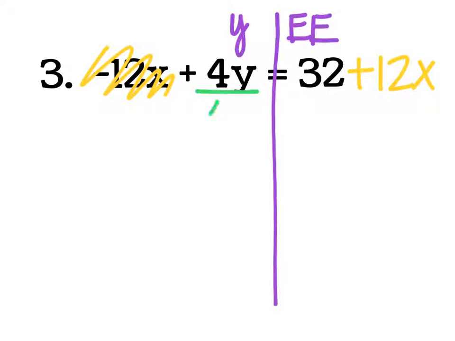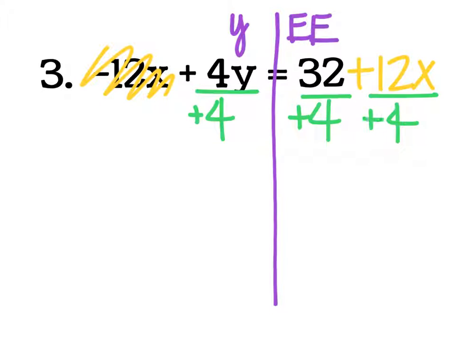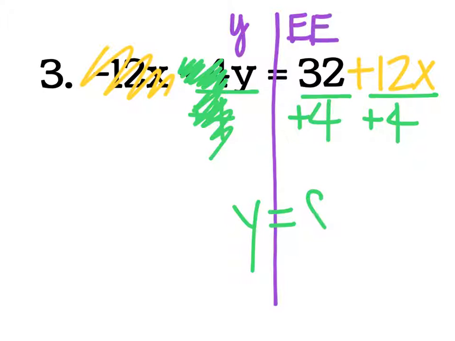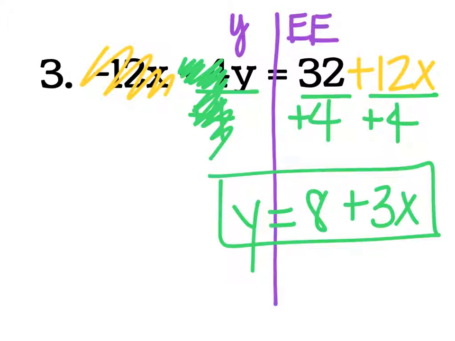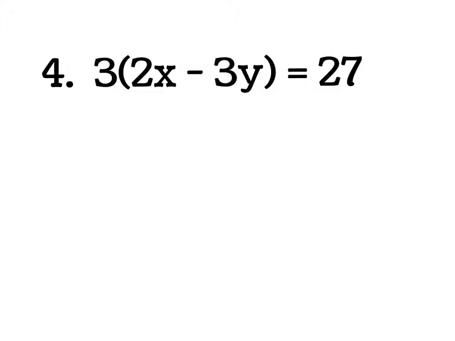Then I'm going to divide everything by the coefficient of y, which is the number in front of y. Remember that coefficient is a positive 4, so that's what I'm going to divide by. Well, that's now gone on the left, and I'm left with y equals 32 divided by 4 is 8, and 12 divided by 4 is 3. So that would be my answer, y equals 8 plus 3x.